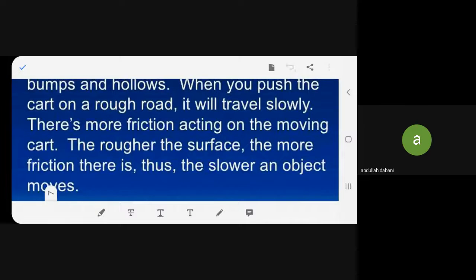So what does it suggest? If the surface is rough, the cart will move slow. As simple as that. If the surface is smooth, the cart will move fast with the same force. Remember that. If I apply the same force, it will move fast. Any problem? No, ma'am.